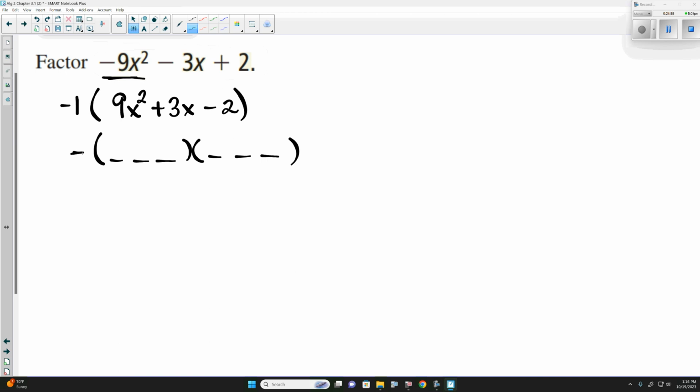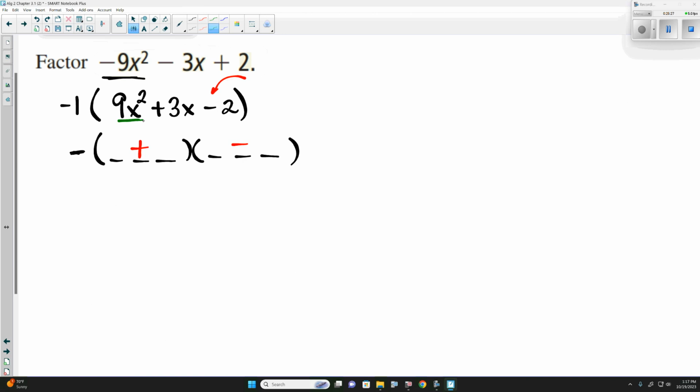Now we don't necessarily have to write the 1 itself out front. We can just write the negative. So we could have done that on the last one too. Now we need to look for our signs. Since the third term is negative, the signs are opposite. One is positive and one is negative.